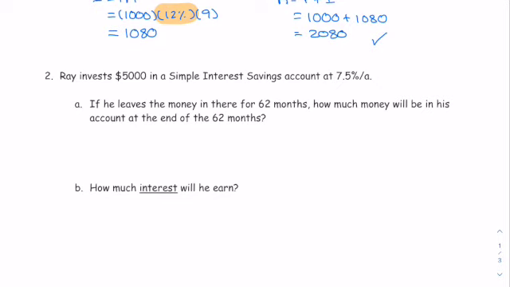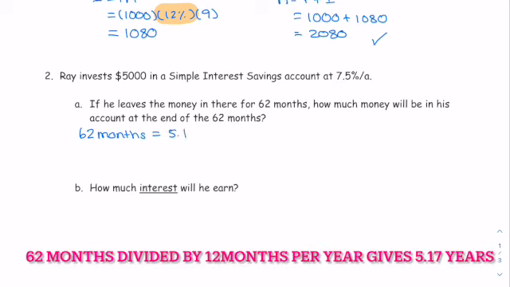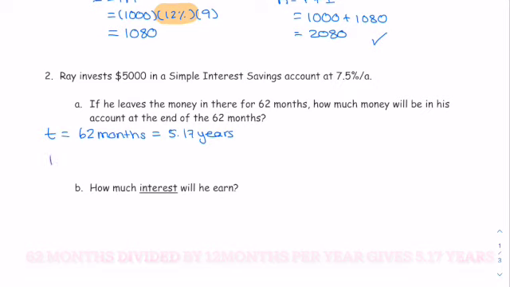Ray invests $5,000 in a simple interest savings account at 7.5% annually. If he leaves the money in there for 62 months, how much money will be in his account at the end of 62 months? Now, please note that this is in months and we need it in years. So this is 5.17 years. So that's what T is. And then P is your present value, what you're putting in. And R is the rate.